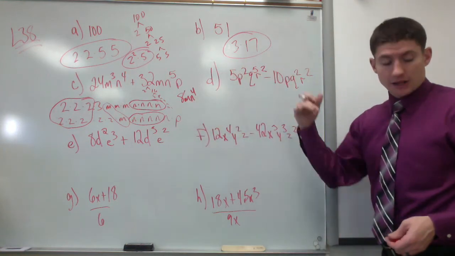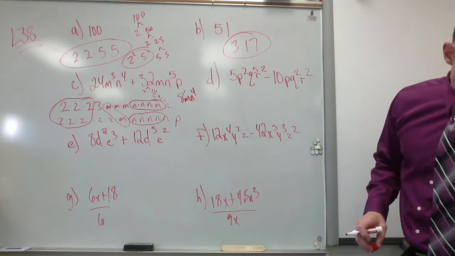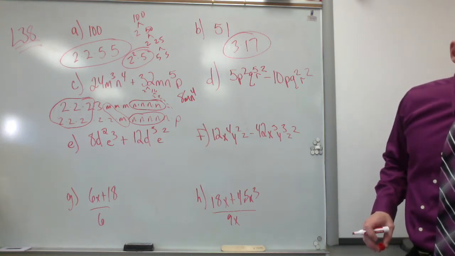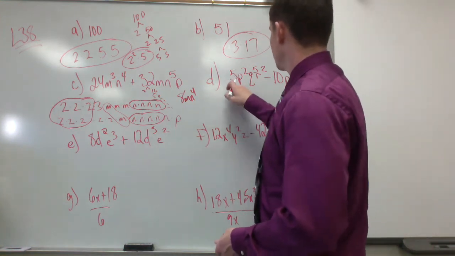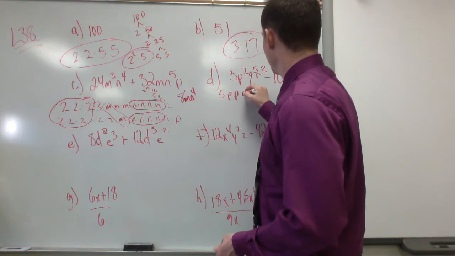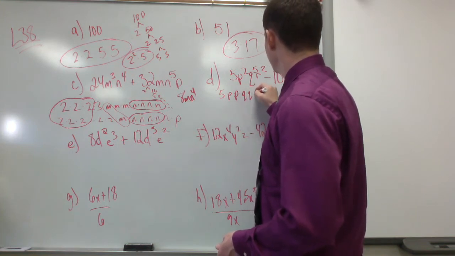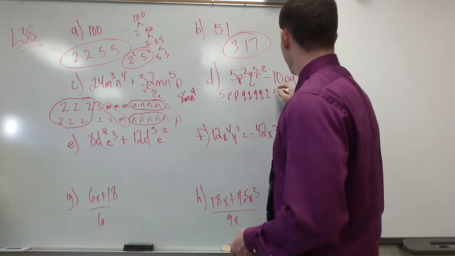Let's try again in letter D. Here you have 5 p squared q to the fifth r squared minus 10 p q squared r squared. What I would do is factor this out first. So I have 5 times p times p. There are 5 q's. 1, 2, 3, 4, 5. R squared is 2 r's.